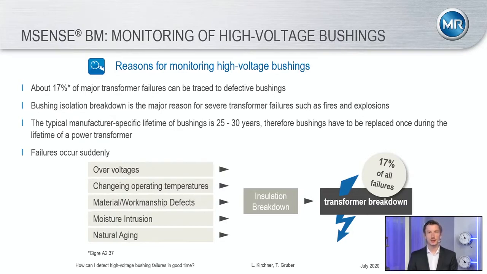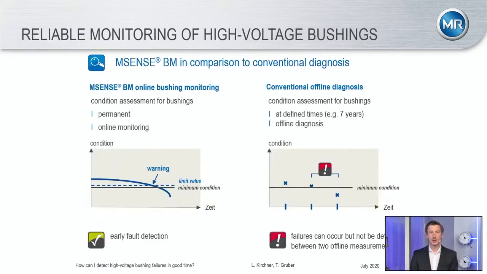So you will face overvoltages, you will have changing operating temperatures, especially also with the feed-in of more and more renewable energies. You can have material or workmanship defects already at the component manufacturer side. There can be moisture intrusion or, of course, the natural aging, and this can lead to the insulation breakdown. So if you compare online monitoring to conventional offline diagnosis.